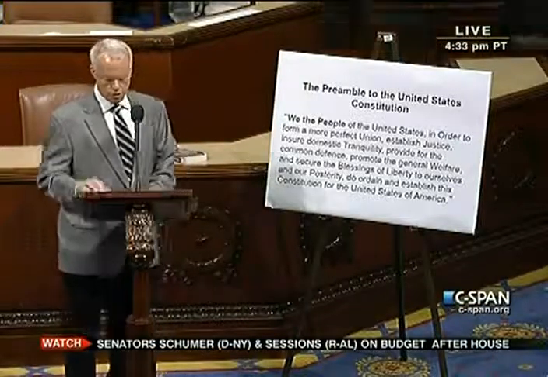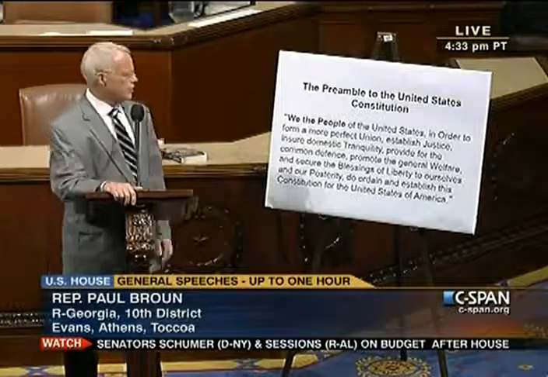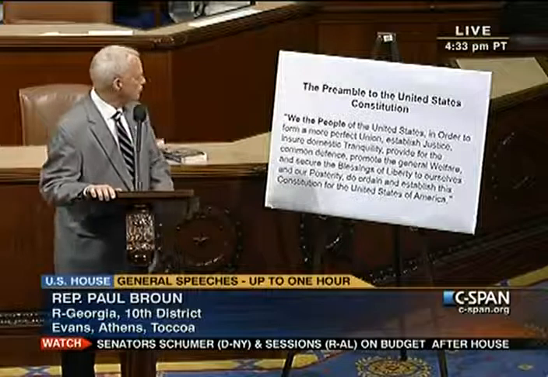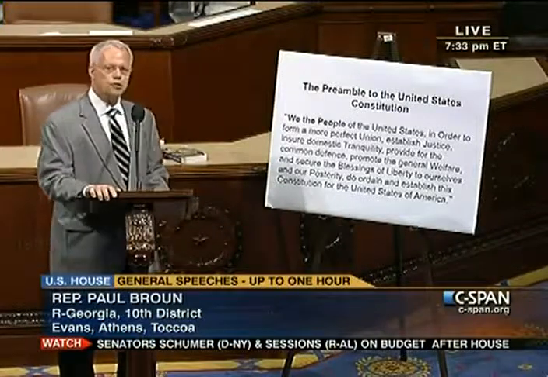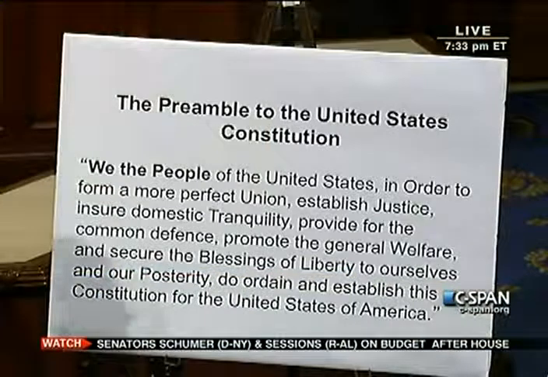Preamble of the Constitution of the United States. We the people of the United States, in order to form a more perfect union, establish justice, ensure domestic tranquility, provide for the common defense, promote the general welfare, and secure the blessings of liberty to ourselves and our posterity, do ordain and establish this Constitution of the United States.